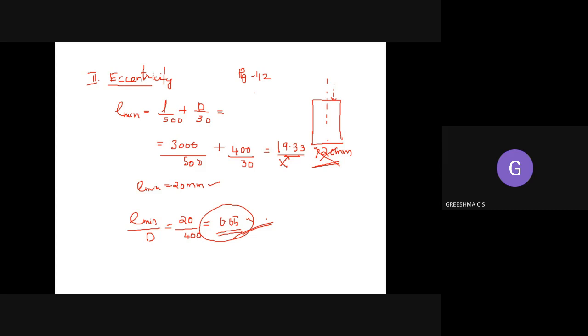Now coming to the next step, step number 3, you have to find out the area of steel. So ASC, area of steel in compression. You are going to find out the ASC.